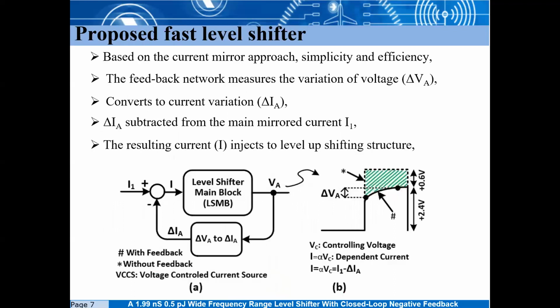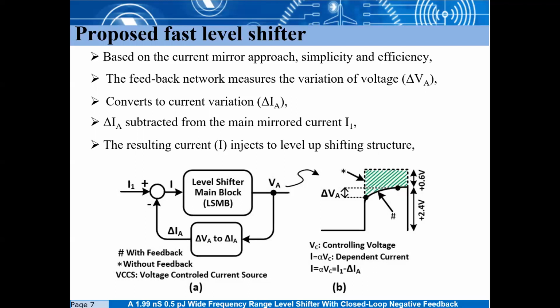The proposed level shifter topology is based on the current mirror approach, which has been modified for its simplicity and efficiency. The presented design involves a closed loop negative feedback circuit to control the amount of conveyed current to the level up shifting part, and thus helps in decreasing the power consumption and the propagation delay.